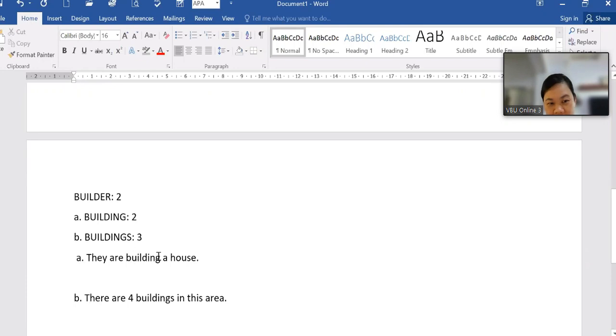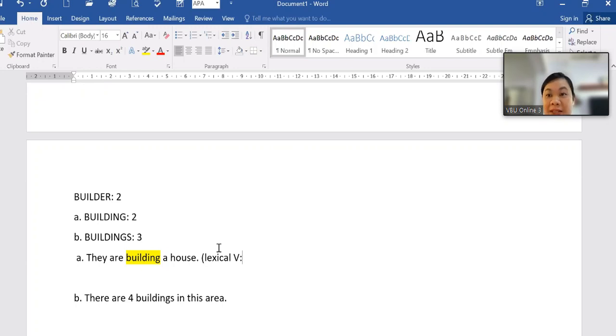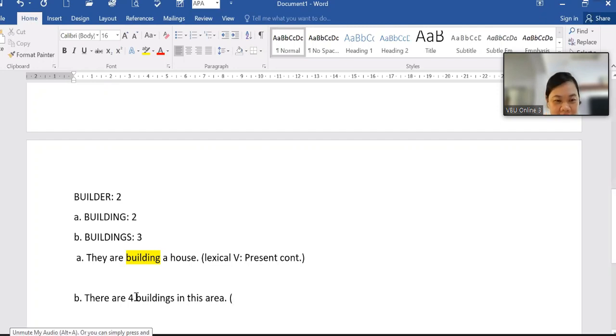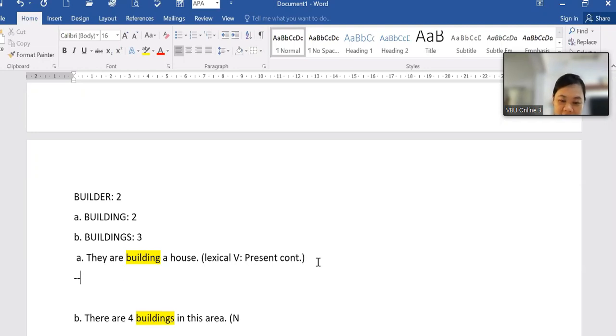So about the word building here, this is a verb. Yes, it comes from the verb, the lexical verb. Do you remember lexical verb? All right. So what tense? Present continuous. All right. So how about the second one? Buildings is a noun. Very good. It's a noun. The other sentence, the other example.